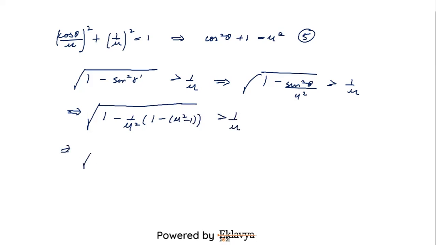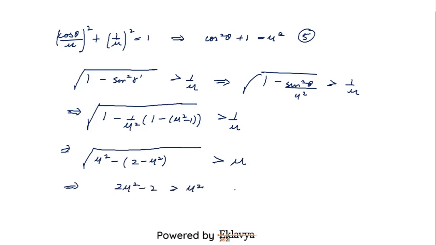So from here we are getting root of, I'm multiplying the entire equation by mu, so it becomes mu square minus, and then here this mu square will get cancelled. 1 plus 1 will become 2 minus mu square is greater than mu. Now we can square on both the sides, so we will get 2 mu square minus 2 is greater than mu square.